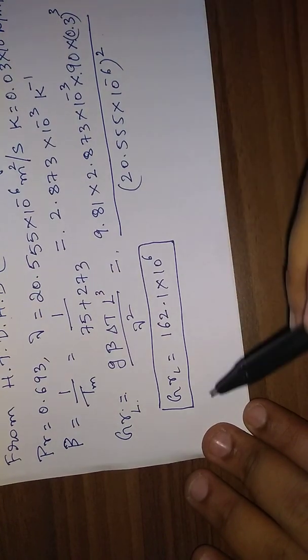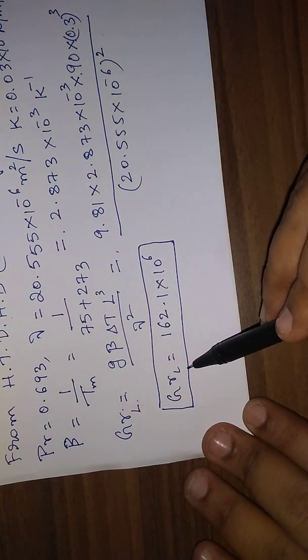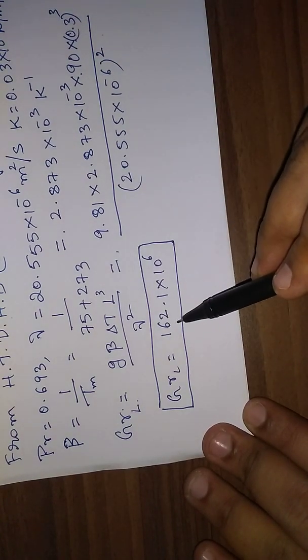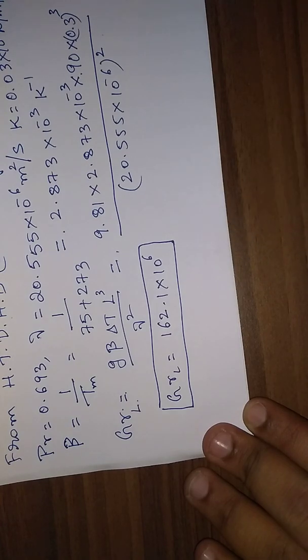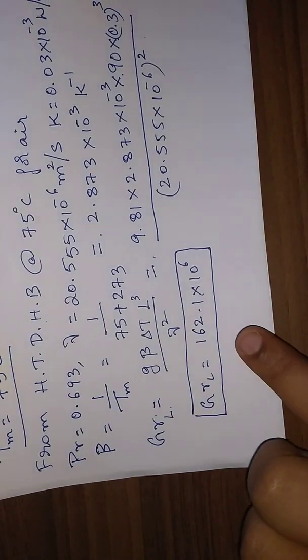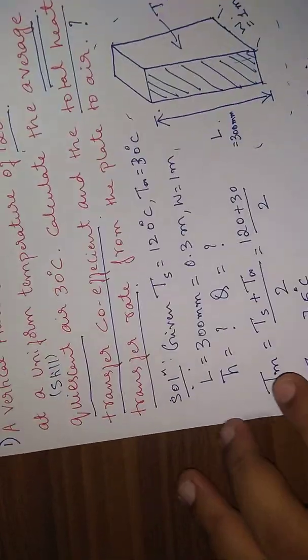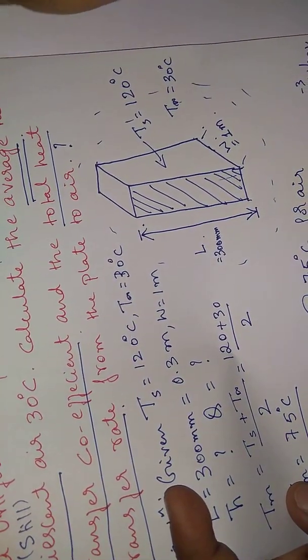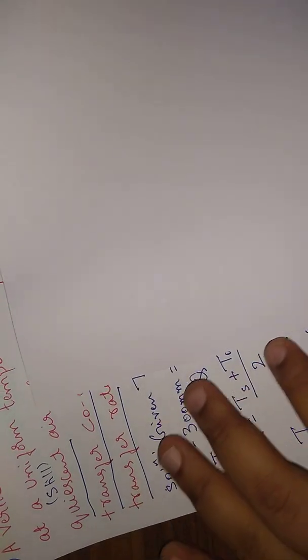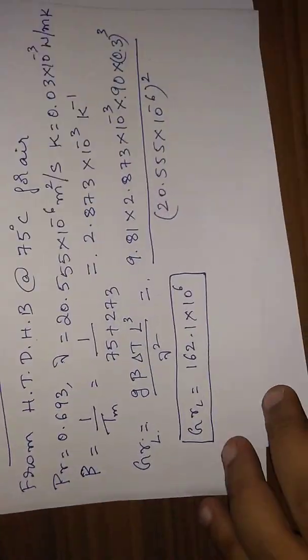So our Grashof number at L is coming out to be around 162.1 into 10 to the power of 6. So you have to confirm this by calculating by yourself. Okay, now next, what is the next step? The next step is to find out the product of Grashof number and Prandtl number. Okay, let me do it here itself.